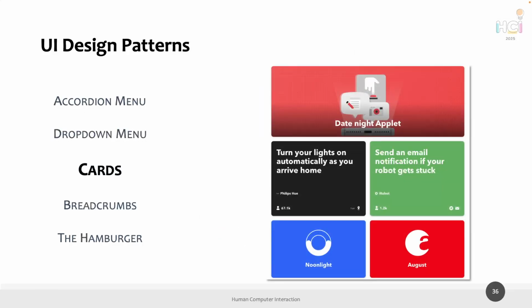Then another example, cards. This is a design pattern to show a list of elements on your application, on your UI. It's common, for example, in the material design by Google. So it's a way to group related information within a card. And of course, a card can contain a title, an image, some descriptions, and also some action buttons.